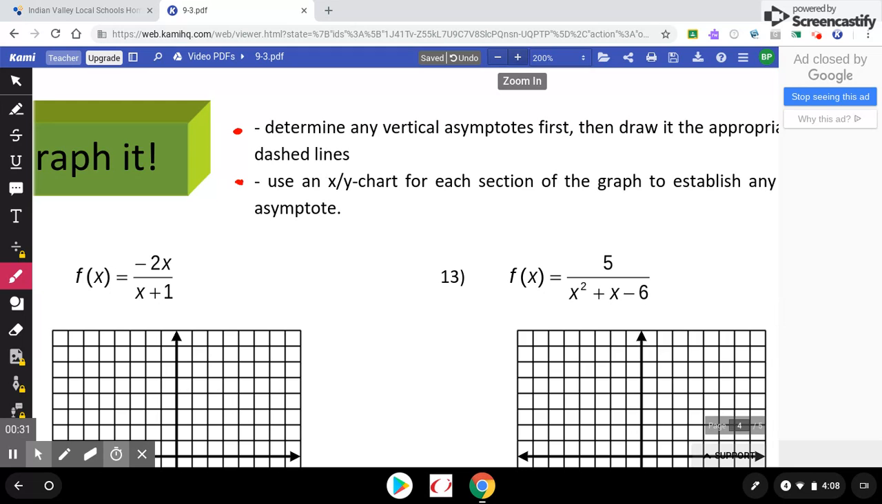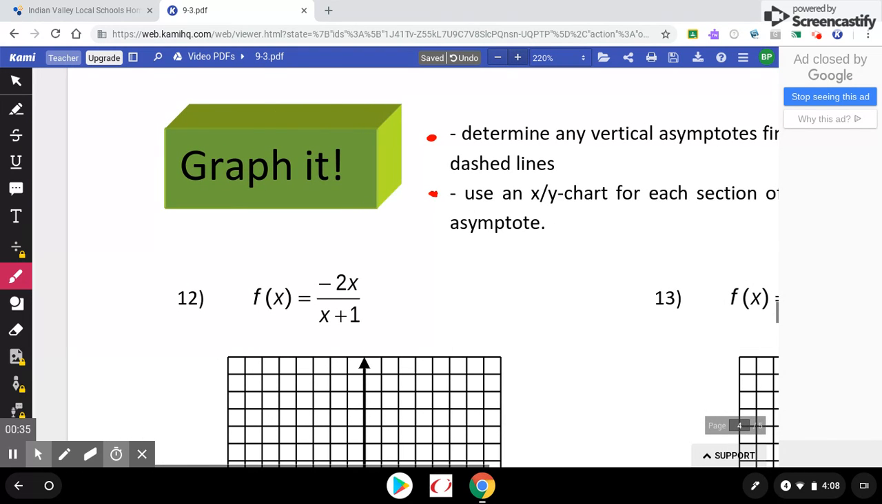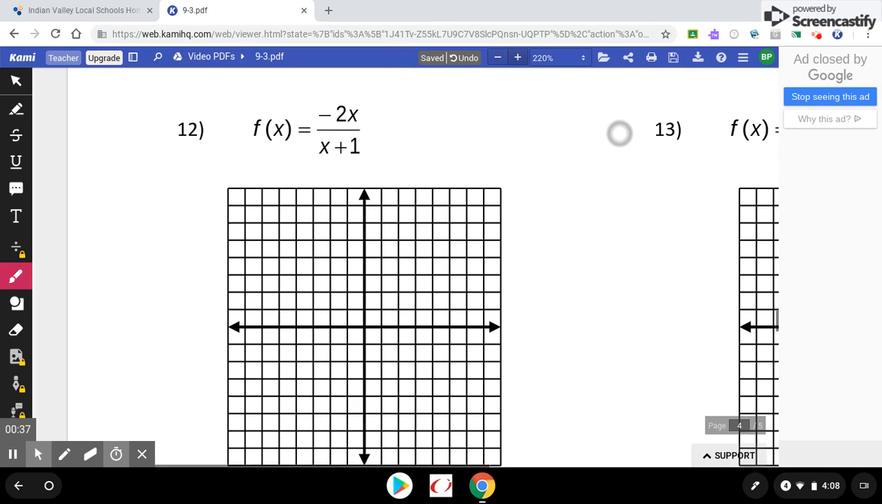So, like I said, we're going to zoom this puppy in, give myself as much room as possible, and let's go to this first problem.